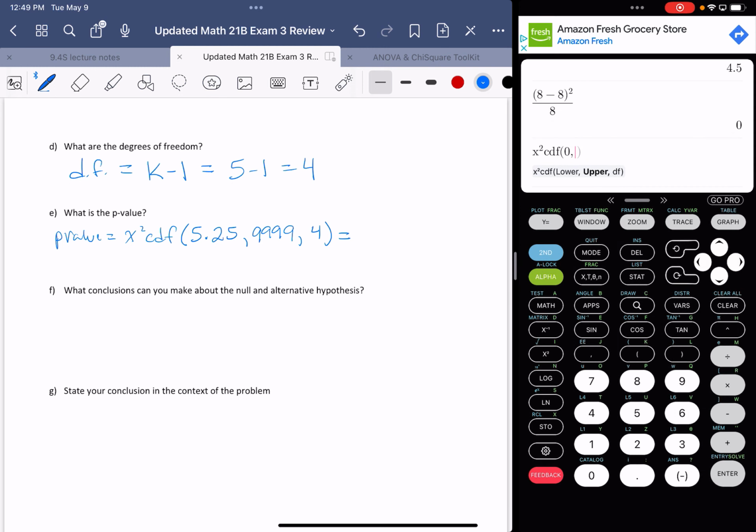Okay, so the lower bound was 5.25, and the upper is 99999, comma, the degrees of freedom was 4. And you should get, I'm going to go to 3 decimal places, 0.263. Yeah? Very good.